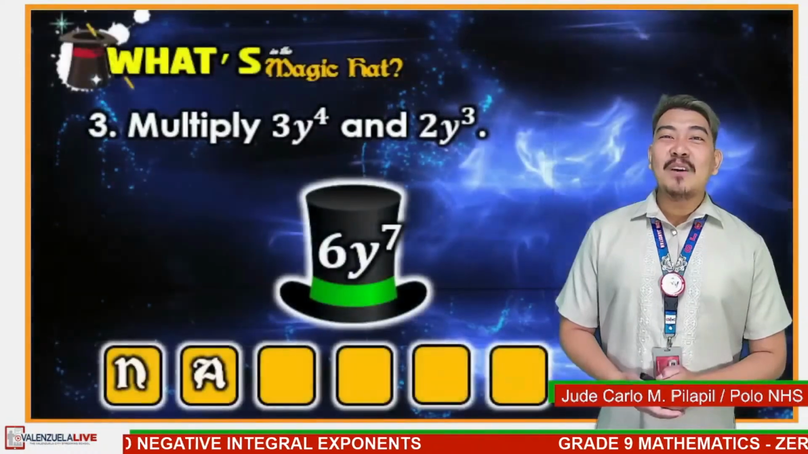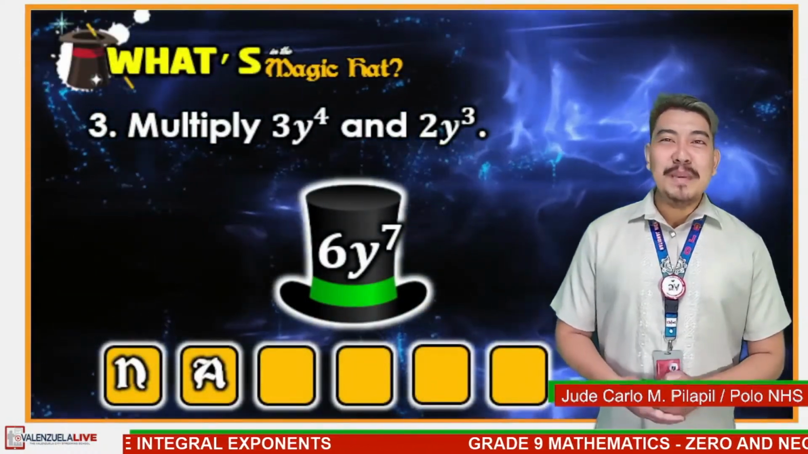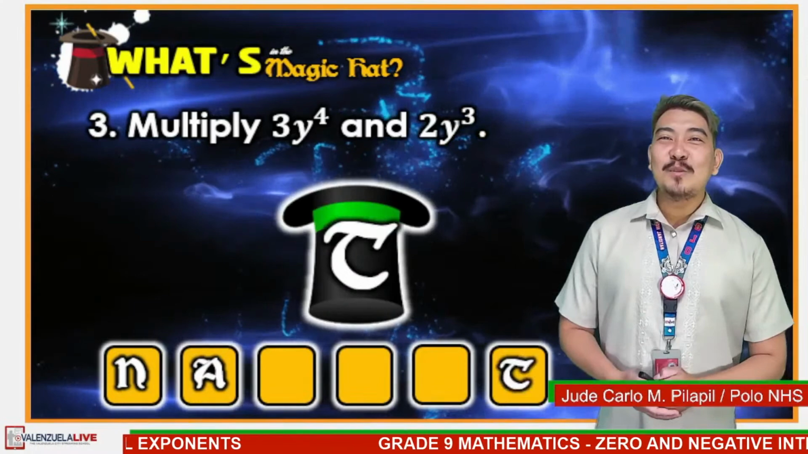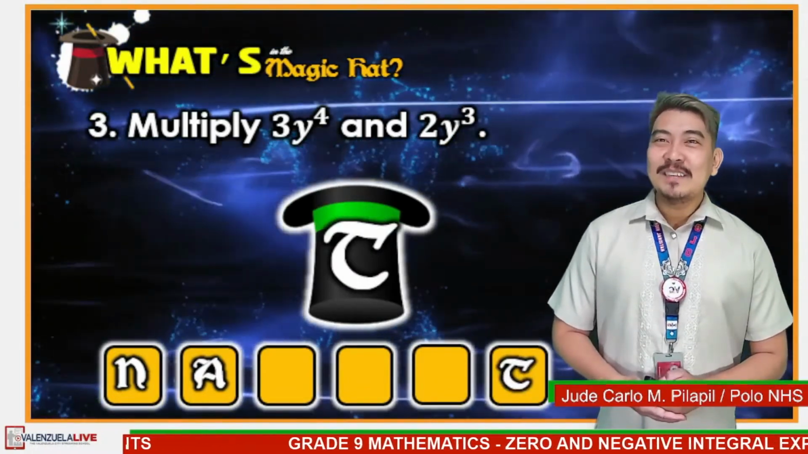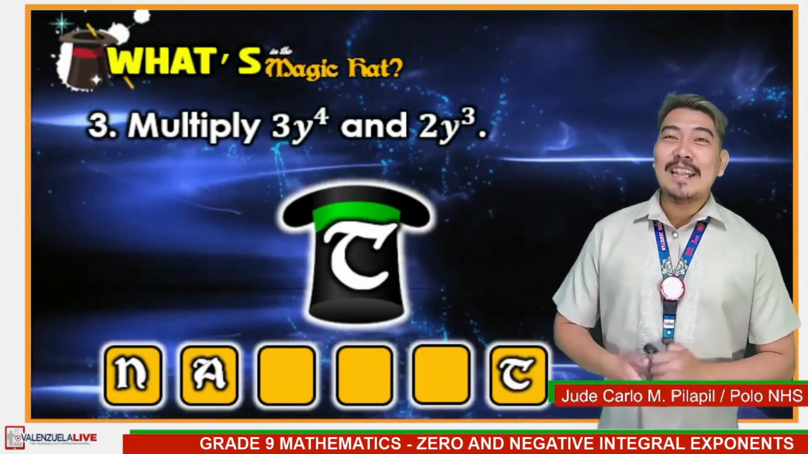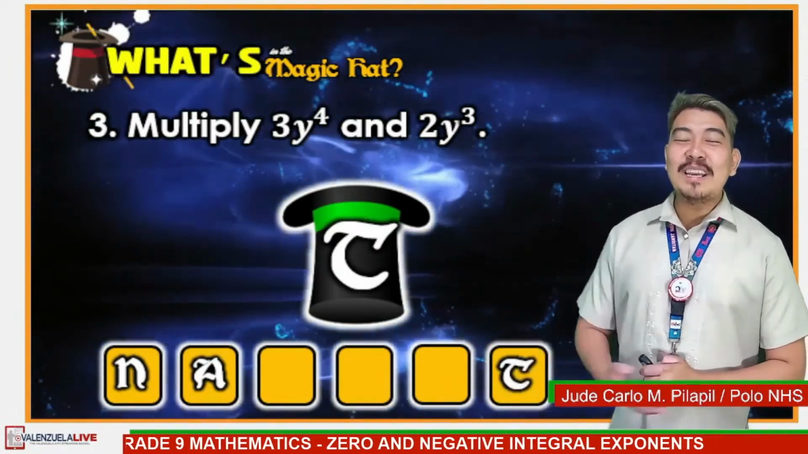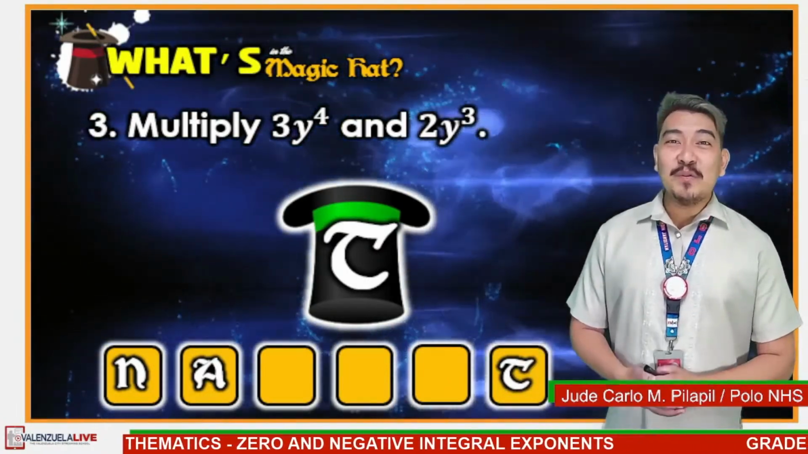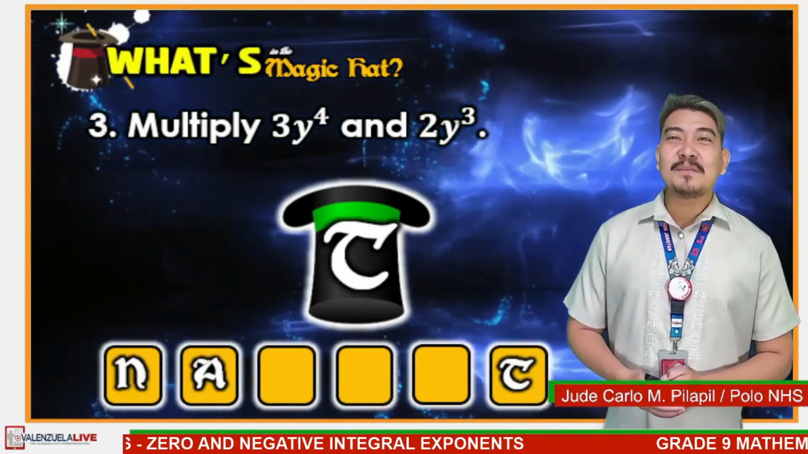Let us find out what the next letter will be. The next letter clue is letter T. And it is the last letter of our mystery word. 3 more left and our task is solved.